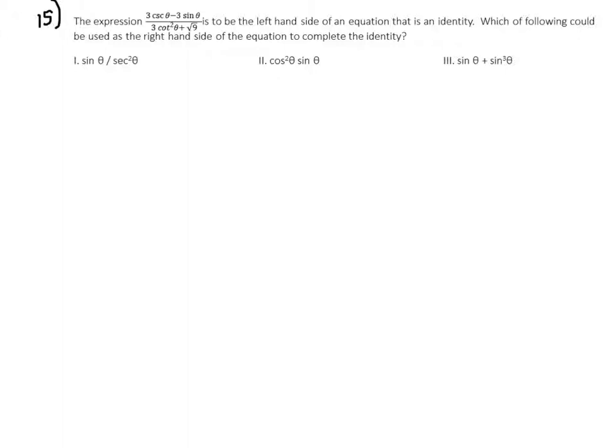I'm going to be looking at this identity as I'm doing the problem, and basically I'm going to look for the end in mind. So I'm going to start with this side, and I have to make it look like one of these three. So let's see how I can do that.